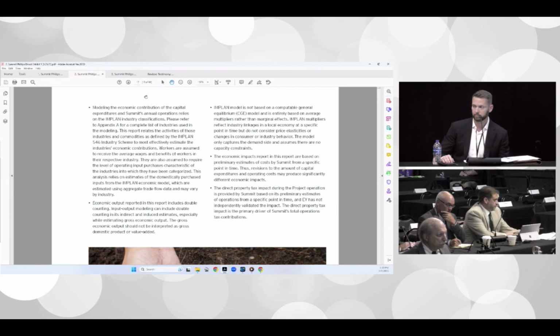So just to try to summarize there, what you're saying about the double counting isn't true as to direct, only as to indirect and induced. Yeah. Okay.